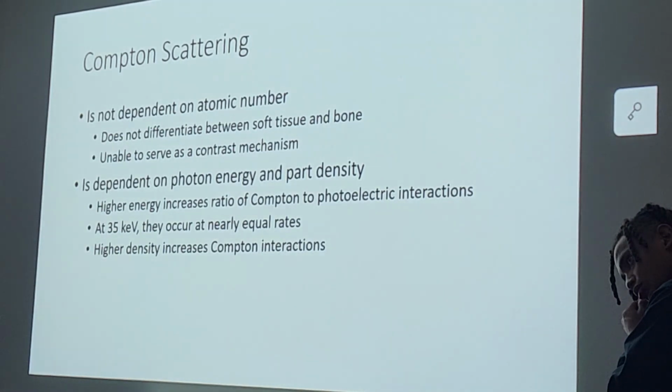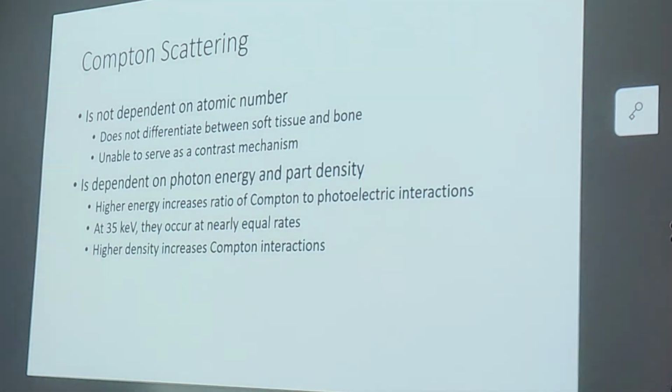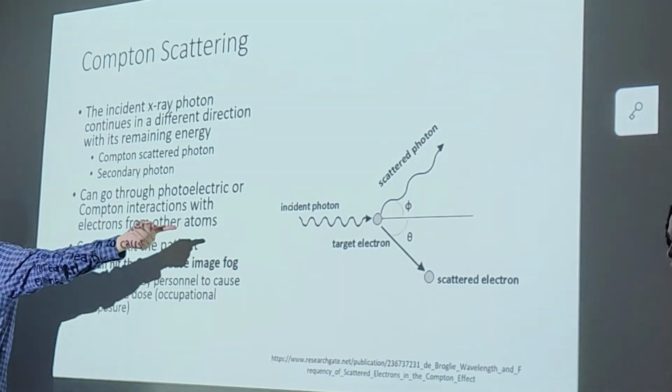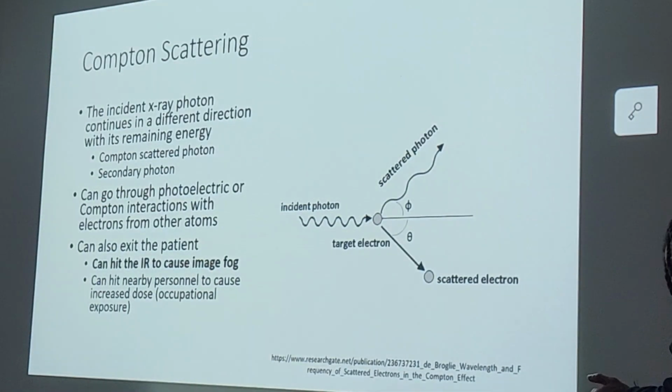So, what leaves the atom in Compton scattering? What are the things that leave the atom in Compton scattering? The electrons. What electron? The outer shell. Okay, great. Outer shell electron leaves. What else leaves? A photon, the secondary, the scatter, your Compton photon, right? So you have two particles leaving with Compton scattering: one electron, one photon.